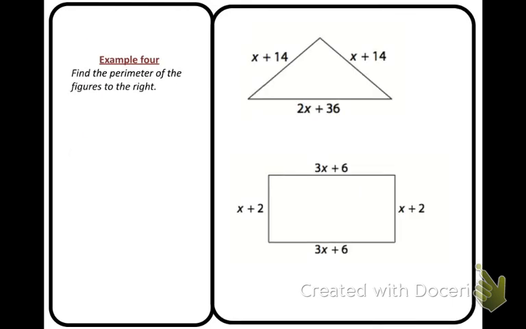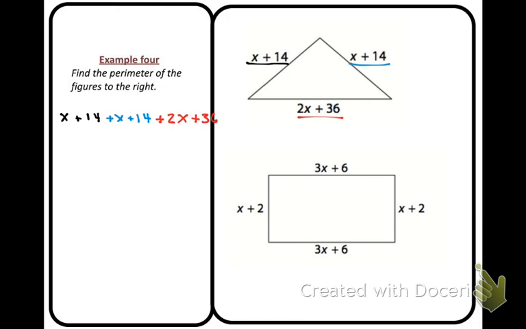Okay. Example 4. Find the perimeter of the figures to the right. So remember, perimeter is when we're adding all of these sides together, right? You're adding all sides of the shapes together. So if you're looking at perimeter here, I'm going to do the work on the left side here. We have x plus 14, right? So we have this here, plus x plus 14, plus 2x plus 36. Okay, so we're adding all three of those sides together.